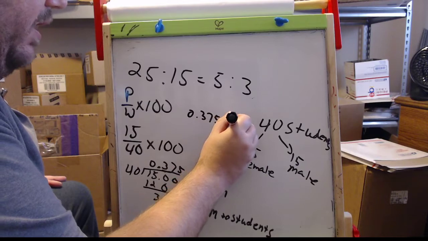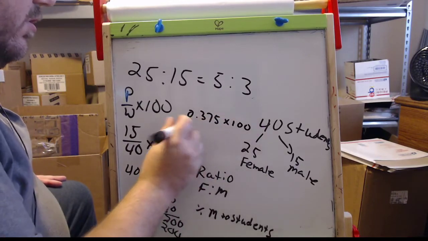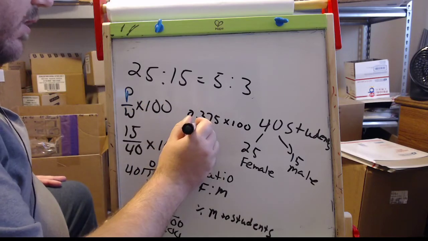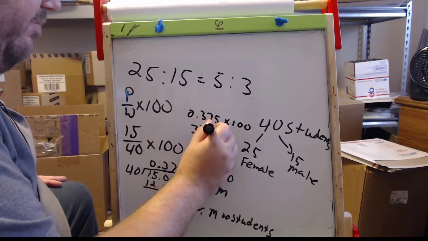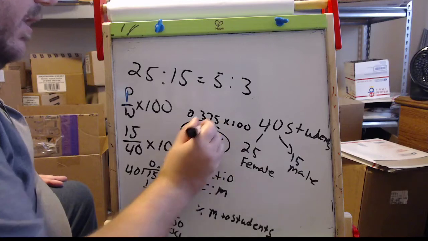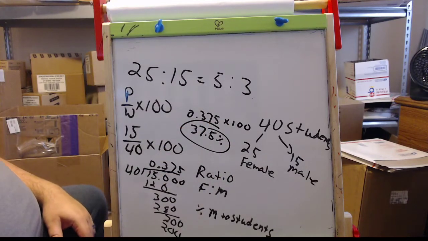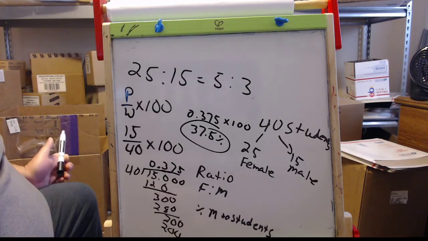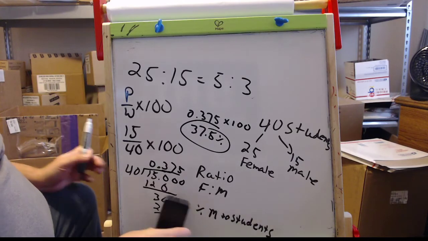And then multiply it by 100 to get the percentage. P over W times 100. 37.5% male. Okay. If I wanted to know the percentage of male to female, I would do 15 over 25. Okay.